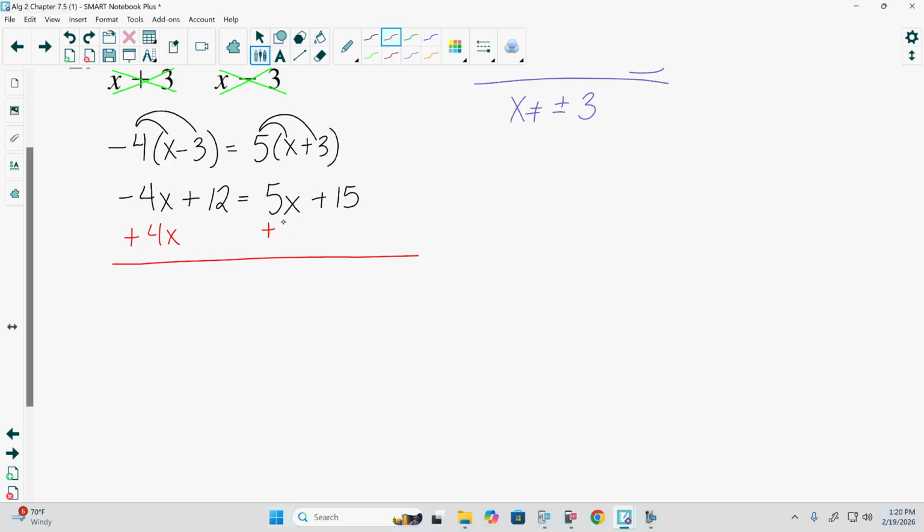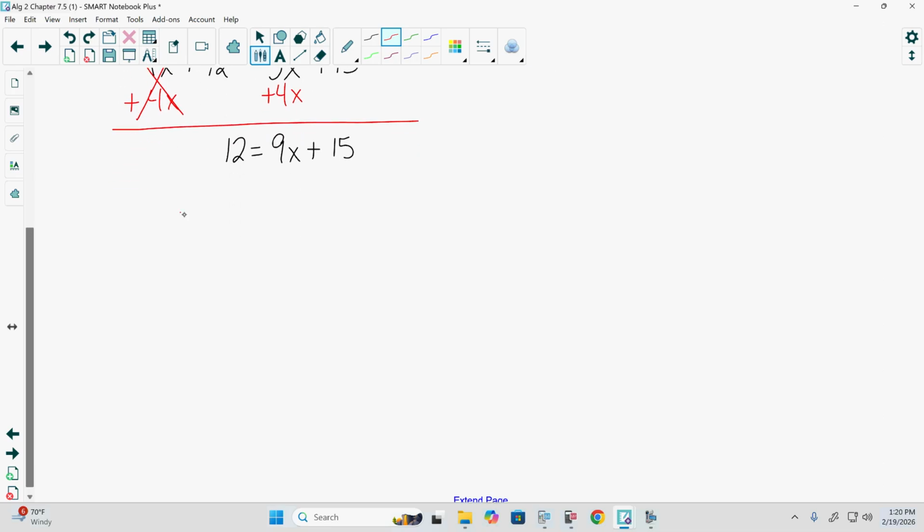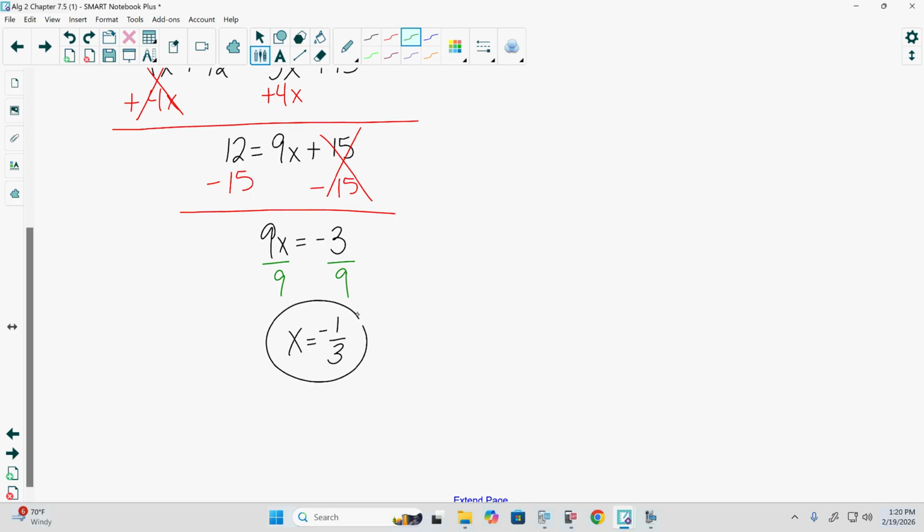Doesn't matter where we go first. I'm going to add 4x to both sides. Because negative 4x plus 4x is 0, leaving us with 12. 5x plus 4x is 9x. Subtract 15 from both sides, telling us that 9x is equal to negative 3. And last but not least, we would divide by 9, telling us x is equal to negative 1/3. Not a restriction, so that still works.